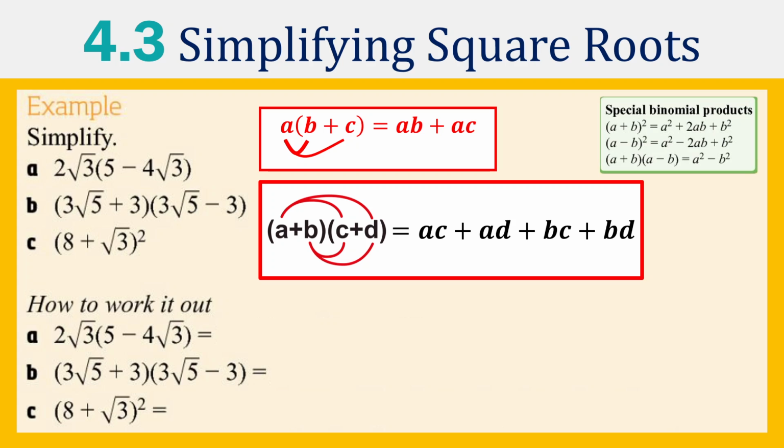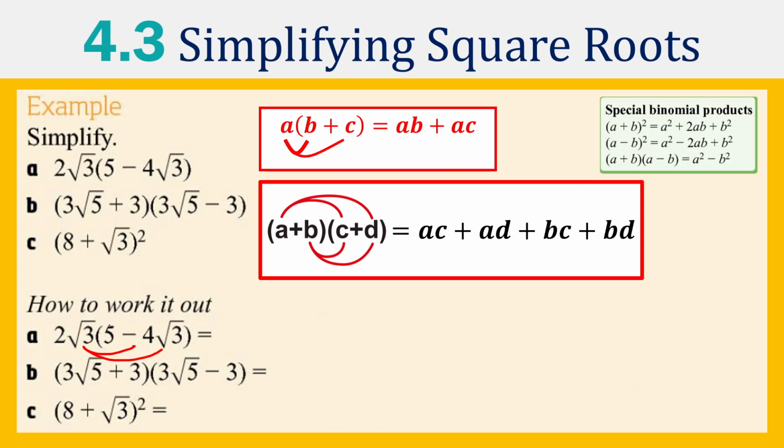So here they want you to simplify, multiply out the brackets, those three examples right here. Either using one of the two multiplying out the brackets methods here, or we're using the special binomial product, sometimes also called the remarkable products. So right here, how to work it out. If I want to, I can draw a thing like this and a thing like this, which means I have to do 2 square root 3 times 5 and 2 square root 3 times minus 4 square root 3.